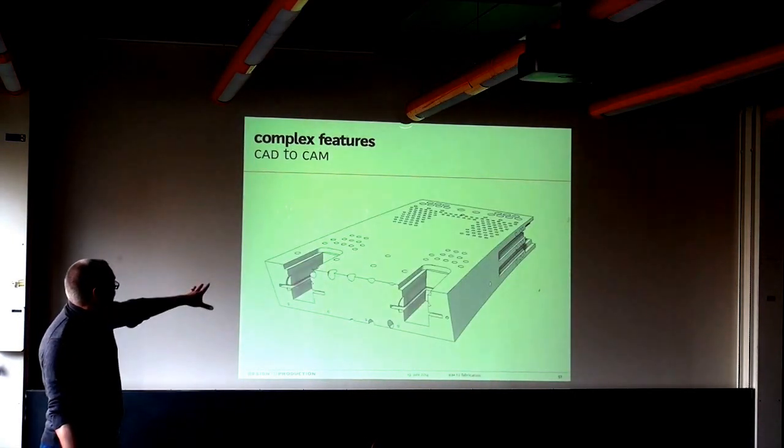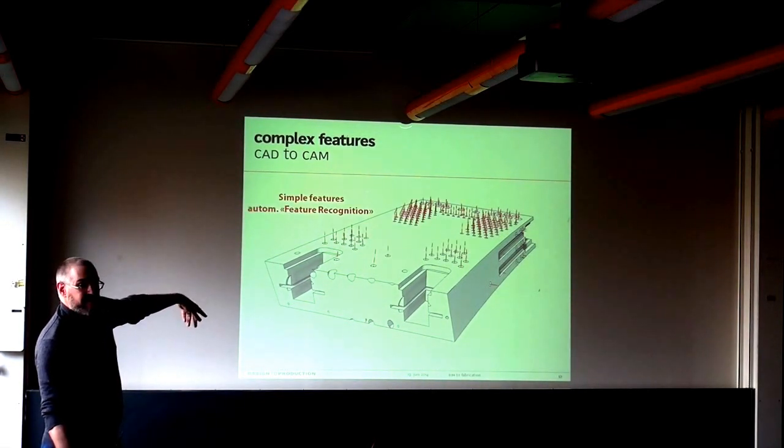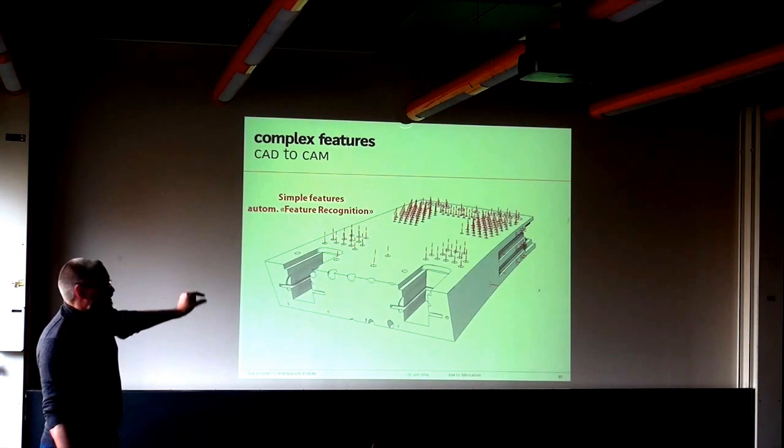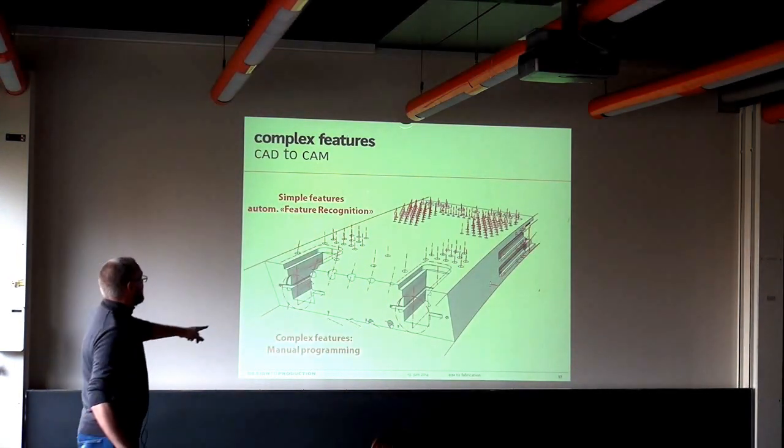And then you have things like that where you can probably find the holes automatically in there. That's easy to recognize from the geometry. Okay, this could be a drilling hole. I'll take a 15 millimeter drill and just push a hole in there. But how to deal with those?